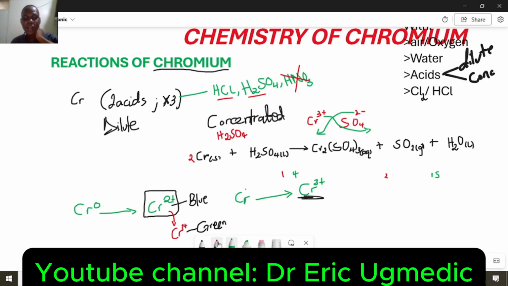Actually, the sulfur are 4. I missed this out, sorry. Because of this 3 that multiplies this, and then plus 1, they are 4. So how am I going to balance this? I can use one of the atoms as the basis of my balancing.